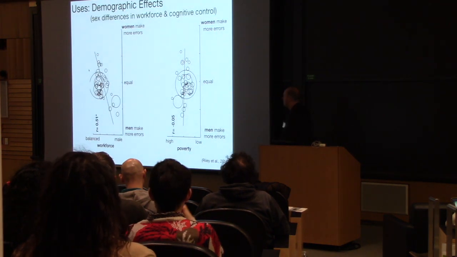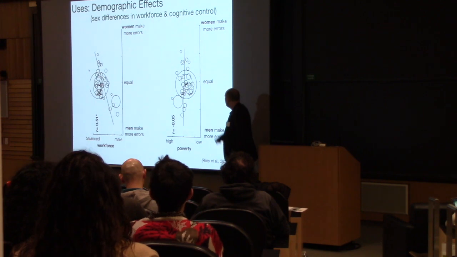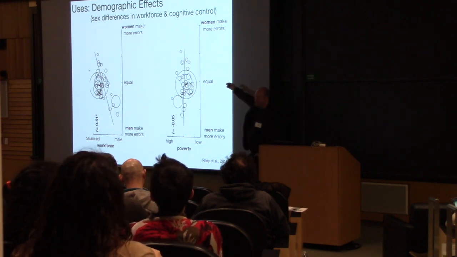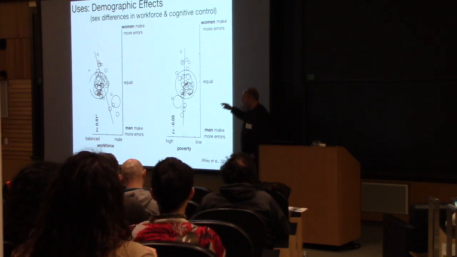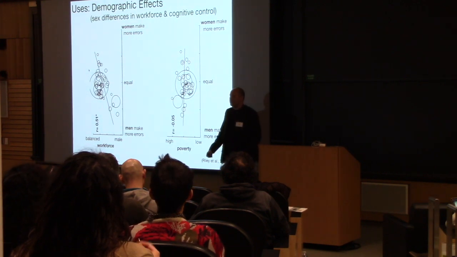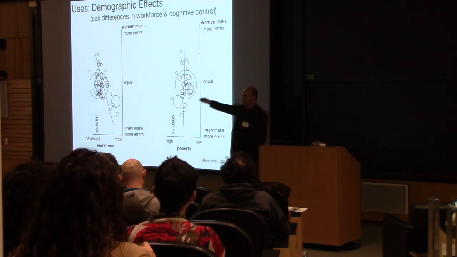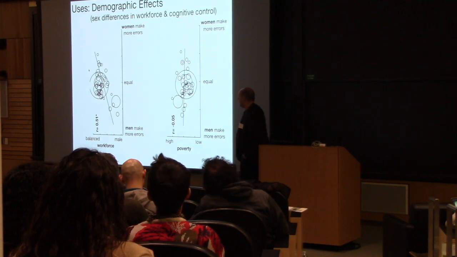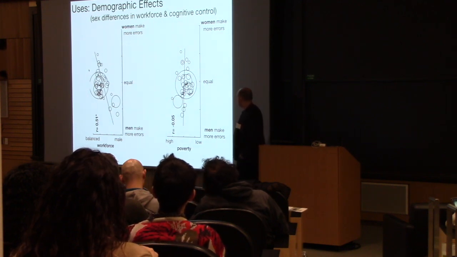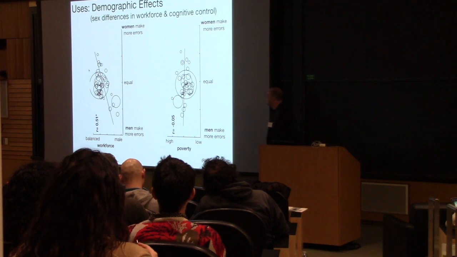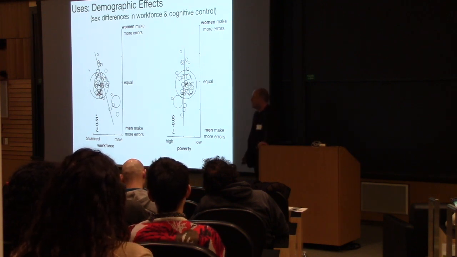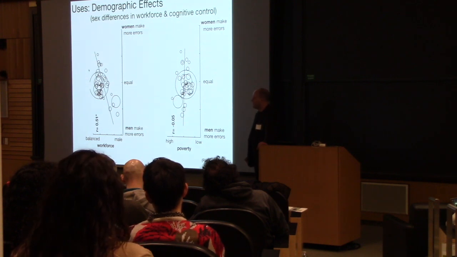Here's a really cool one. This is a data set of 40 countries comparing gender differences in cognitive control performance against gender differences in workplace participation, and actually seeing a clear relationship across countries. I forgot what the result was, but I think the countries with more unequal workplaces, with less female participation in the workforce, also had larger male bias, sex differences in cognitive control.